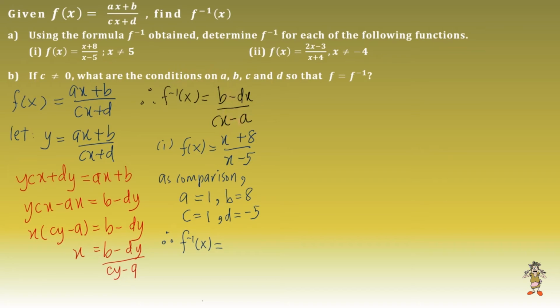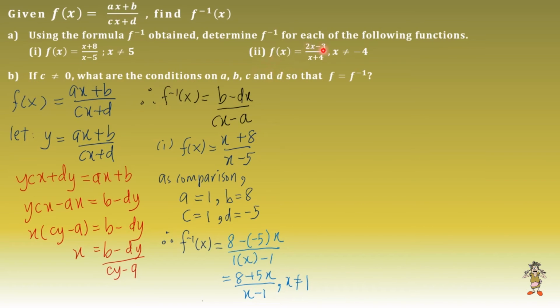So f inverse of x equals (b minus dx) over (cx minus a), which is (8 plus 5x) over (x minus 1), and x not equal to 1. So we proceed to part 2.